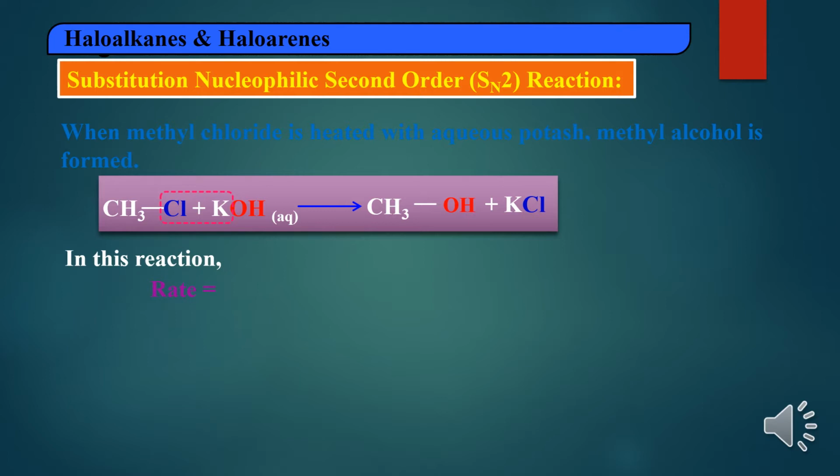Now in this reaction, the rate depends upon both the reactants: one is the alkyl halide, and the other is the nucleophile. So the rate is equal to the rate constant k, times the molar concentration of alkyl halide, times the molar concentration of nucleophile. The experimentally determined power of each concentration term is 1. So the order is equal to 1 plus 1, that is 2. It is called a second order reaction, or a bimolecular reaction.